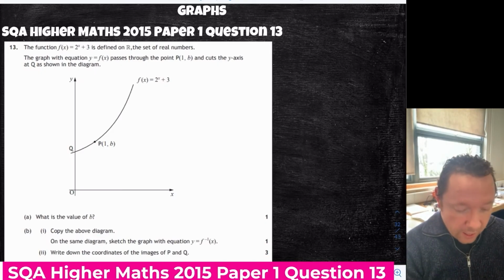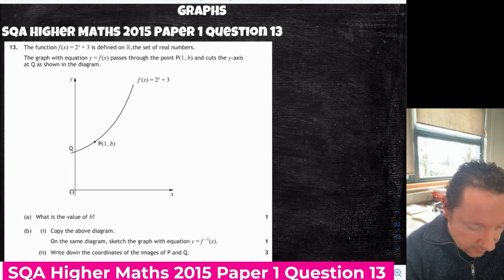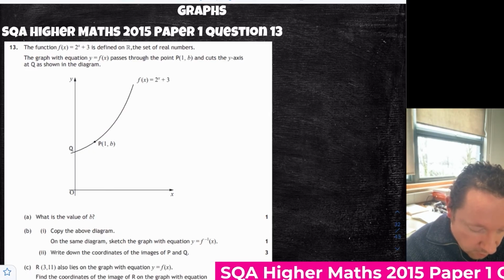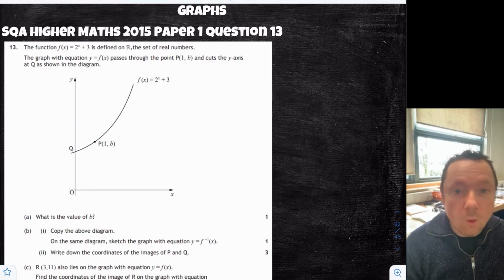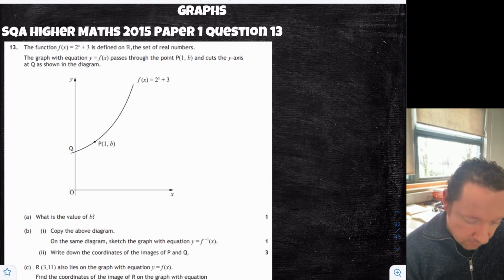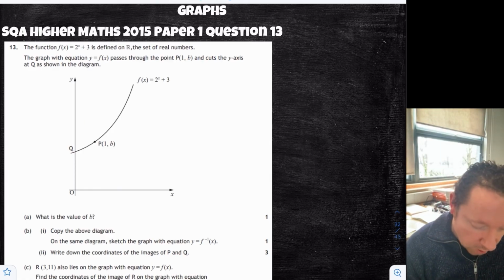Logarithmic graphs. SQA Higher Maths 2015, paper 1, question 13. The function f of x is 2 to the x plus 3 is defined on R, the set of real numbers. The graph of equation y equals f of x passes through (1, b) and cuts the y-axis at Q as shown. What is the value of b? Well, it passes through (1, b), so I can just sub 1 in.